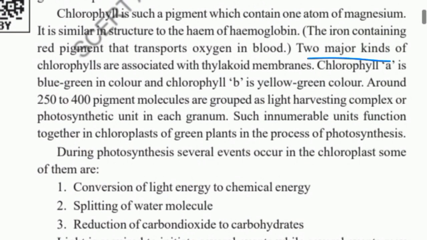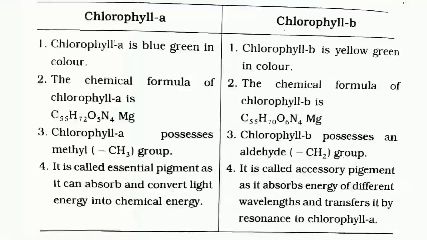So two major kinds of chlorophylls are associated with thylakoid membranes: chlorophyll A, which is blue-green in color, and chlorophyll B, which is yellow-green in color. Now we will see the difference between these two chlorophylls. Chlorophyll A is present in the thylakoid membranes and is blue-green. Chlorophyll B is also present in the thylakoid membranes, but it is yellow-green. There is the formula written for both of them.